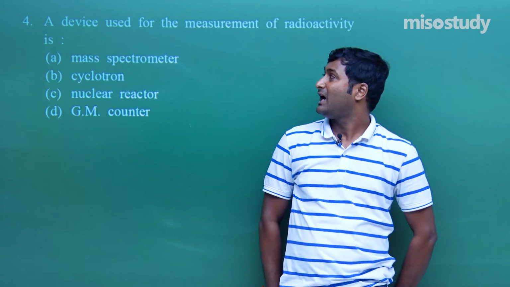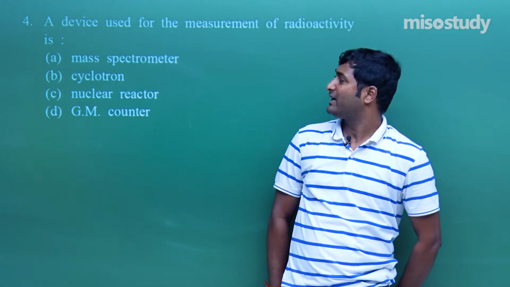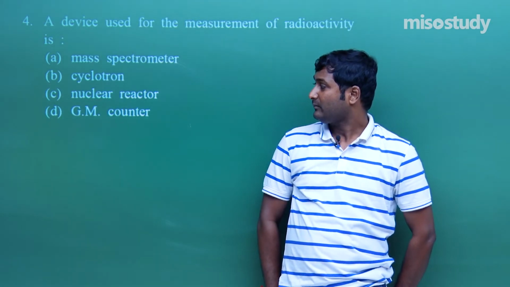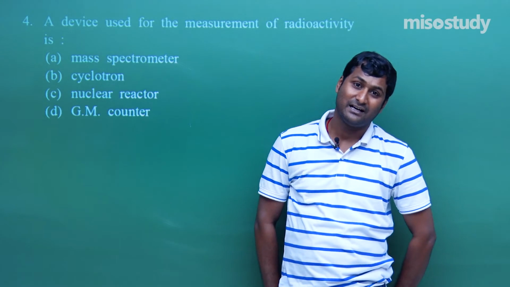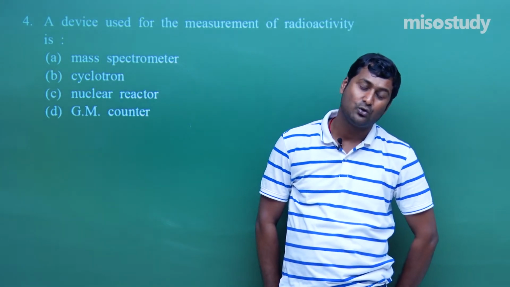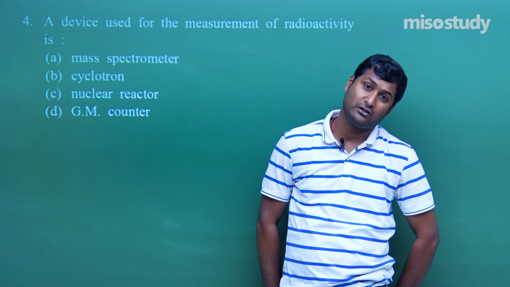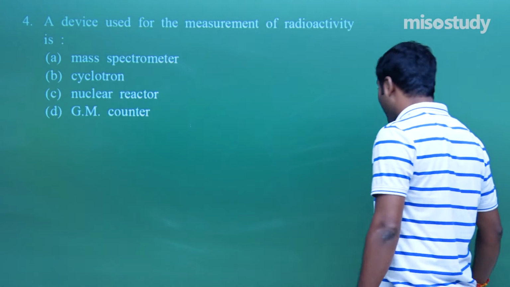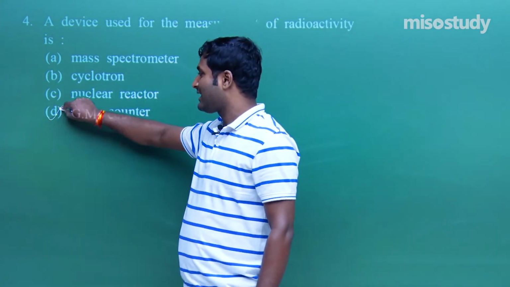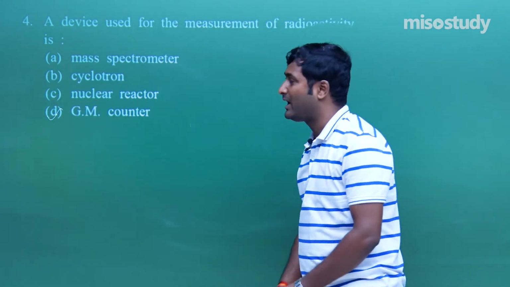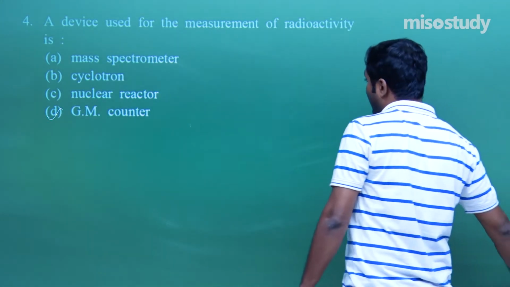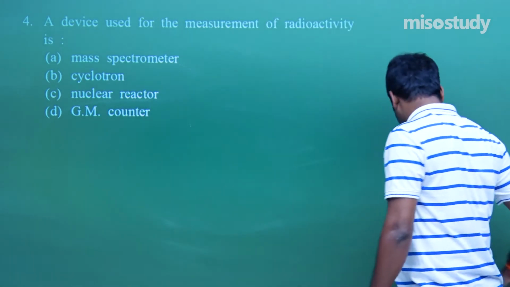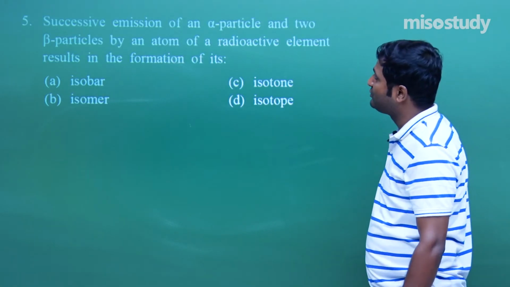So in this case, a device used to measure radioactivity is: mass spectrometer, cyclotron, nuclear reactor, or the GM counter. Yes, sir, the GM counter, because it is used to count charged radioactive particles, that is alpha and beta rays. So we can say that for this question D is the correct option. Am I right? Yes sir, you are absolutely right. Now I'm going to rub this part and we'll discuss the next question. What is the next question? Listen carefully.